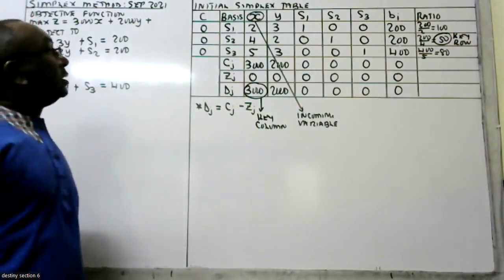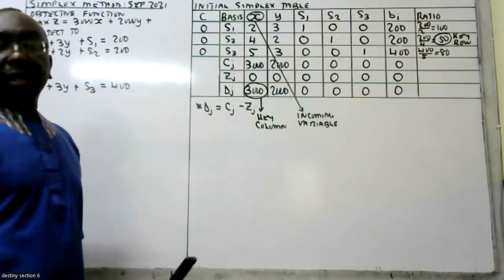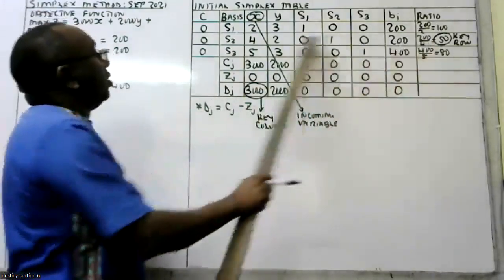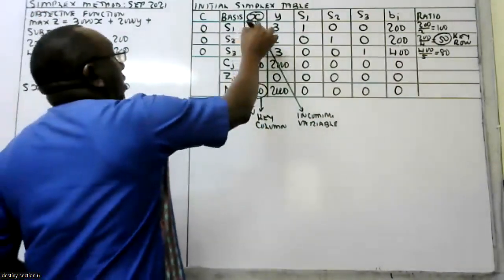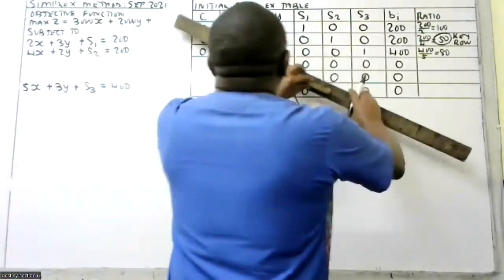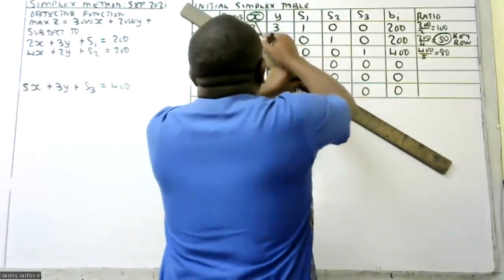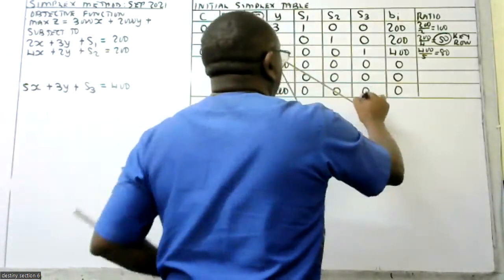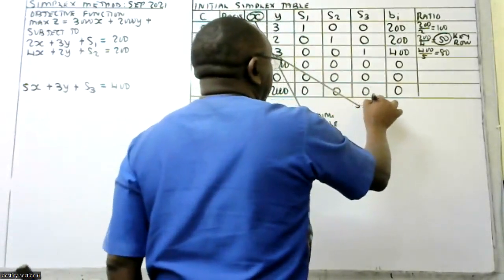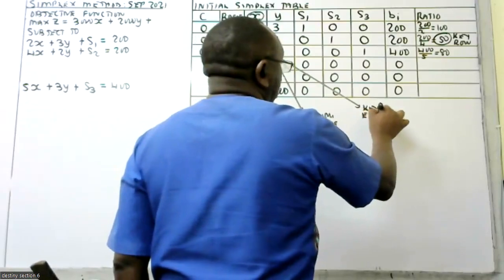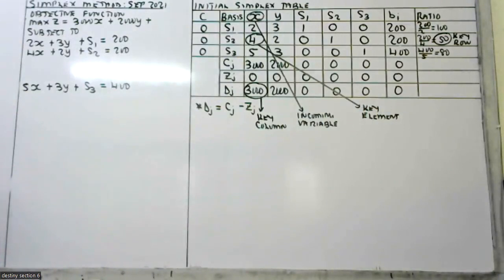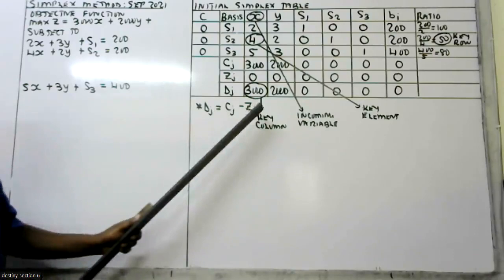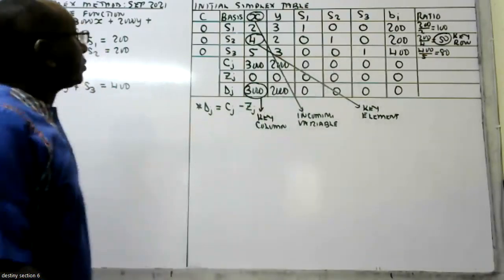Now, the element at the intersection of the key row and the key column is called the key element. So that 4 here is called the key element. The element at the intersection of the key column and the key row.